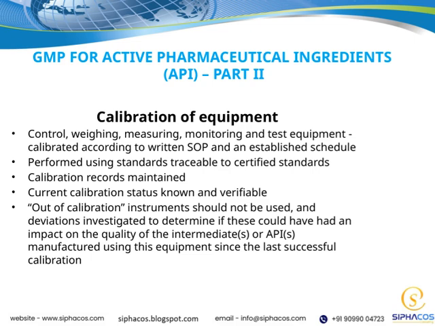Knowing the current calibration status of each instrument is vital and should always be verifiable. If an instrument is found to be out of calibration, it should not be used. Any deviations should be investigated to determine if they could have impacted the quality of the intermediates or active pharmaceutical ingredients, or APIs, manufactured using that equipment since the last successful calibration. This process helps us maintain the integrity and quality of our products, aligning with GMP requirements for APIs. Proper calibration ensures our equipment performs accurately, which is fundamental to producing high-quality, safe pharmaceuticals.